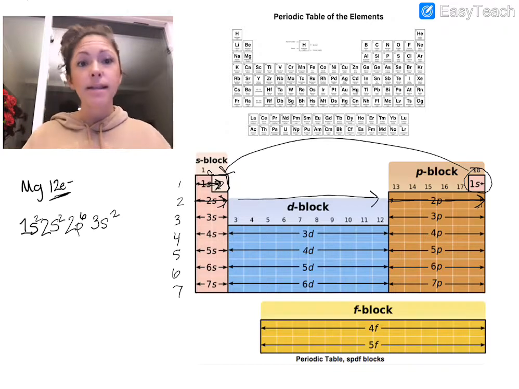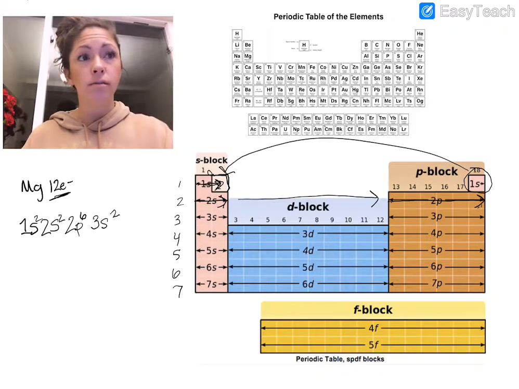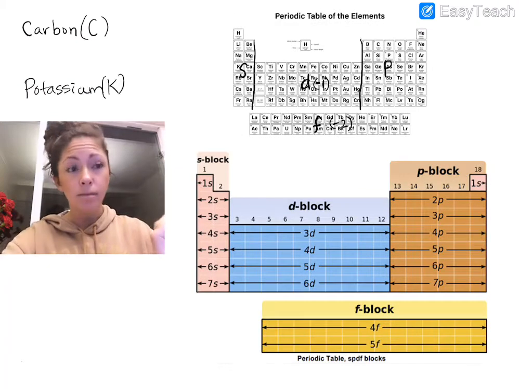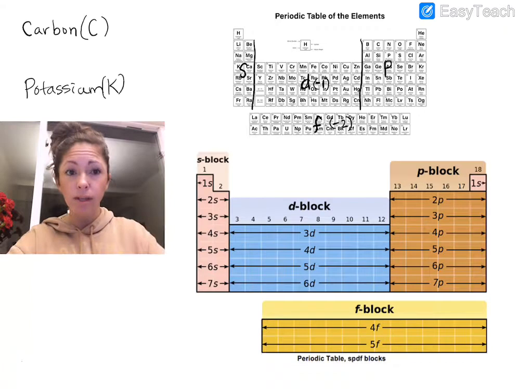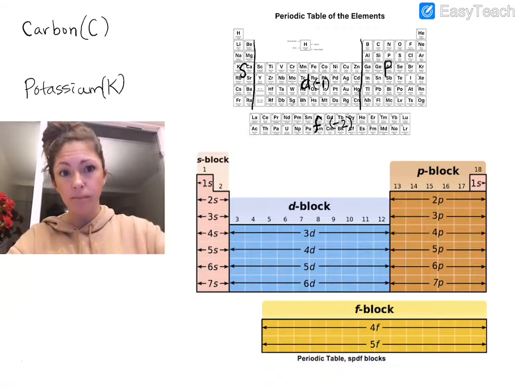No other element has this electron configuration. All right, guys, now it's time to practice and apply this on just a few more elements. So I'm going to do this, and then we'll get ready to wrap this up.